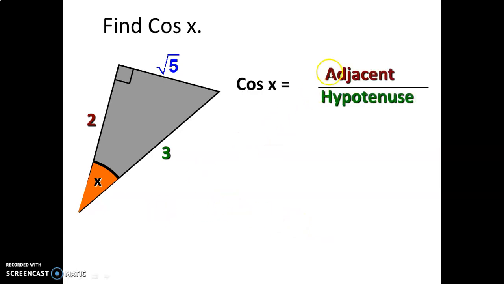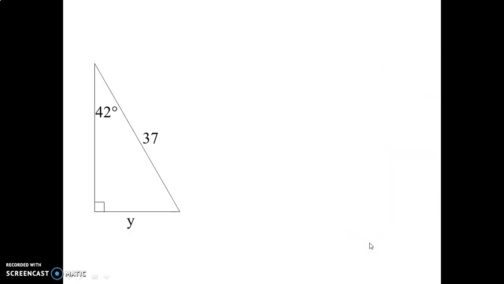Well, cosine is adjacent over hypotenuse, and in this triangle, adjacent to X is 2, and the hypotenuse is 3, so 2/3. Again, we're just doing the basics right now. Let's keep going. Look at this triangle, and please solve for side y. But let me help you out with the first one.